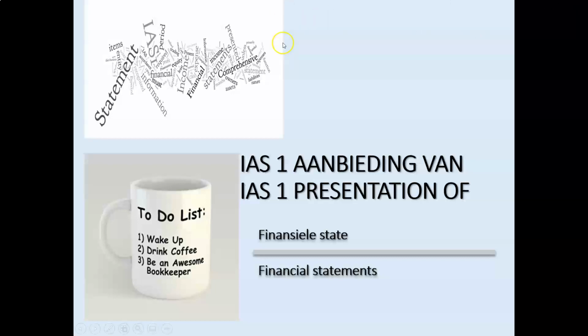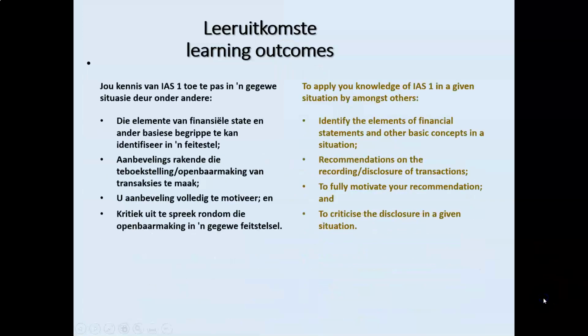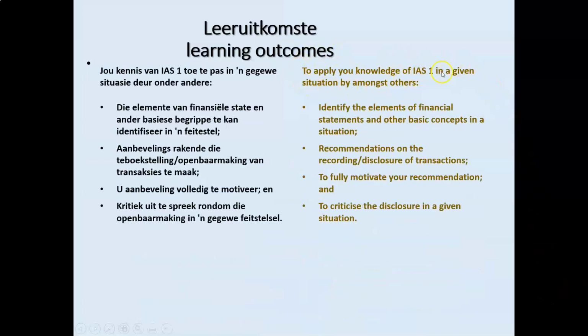So let's see what IAS1 is then all about. What are the learning outcomes? Now, to apply knowledge of IAS1 in a given situation by, amongst others, identifying the elements of financial statements and other basic concepts in a situation. Coming back to what I've just said to you, here we're going back to the elements of financial statements. And that is why I'm saying you have to know what the elements are: assets, liabilities, income, expenditure. You have to know the definitions of those elements, and you have to know the recognition criteria of those elements, because if you don't know that, you cannot do IAS1 and you will definitely be left out in the cold.